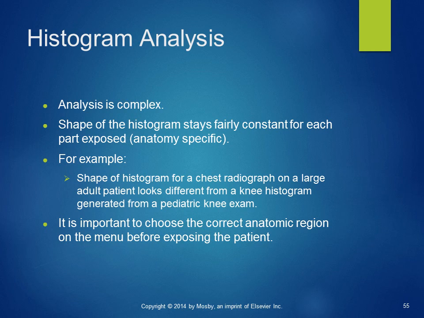Histogram analysis. The analysis is complex. The shape of the histogram stays fairly constant for each part exposed, or is anatomy specific. For example, the shape of a histogram for a chest radiograph on a large adult patient looks different from a histogram generated for a pediatric knee exam. It is important to choose the correct anatomic region on the menu before exposing the patient.